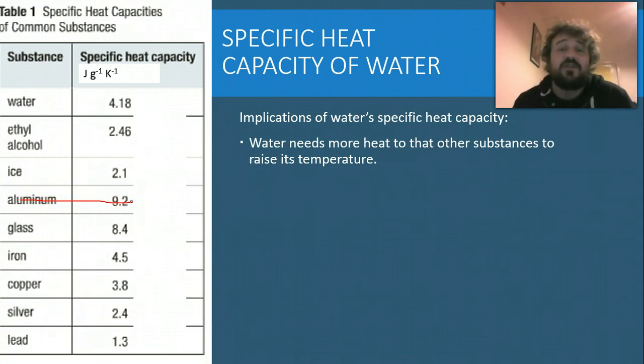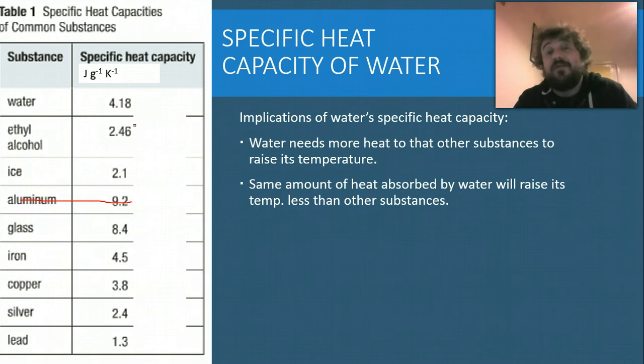So the implications for the water specific heat capacity, what does this mean? Water needs more heat basically to heat it up than other substances do, to raise its temperature. So boiling water is actually a lot less efficient than, say, burning alcohol. The same amount of heat absorbed by water will raise its temperature less than other substances. If you put two substances on an equal source of heat, water, compared to a lot of other things, will raise its temperature much, much less because it's able to absorb heat.